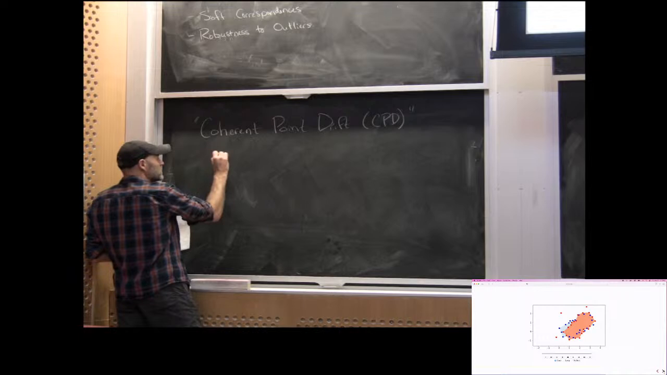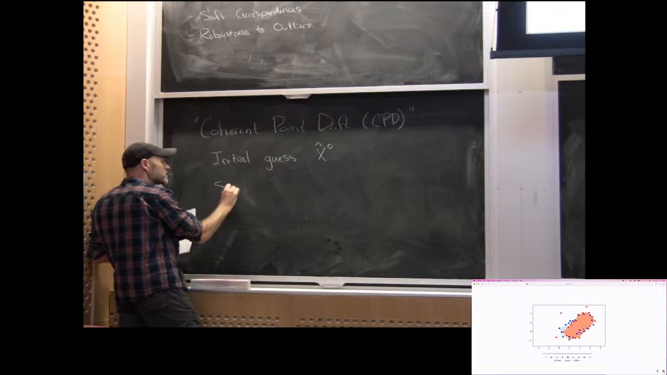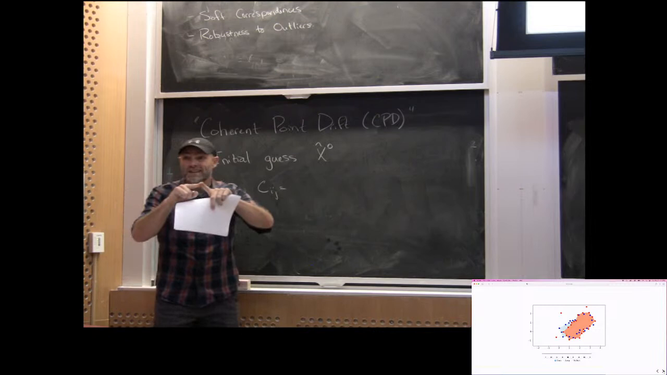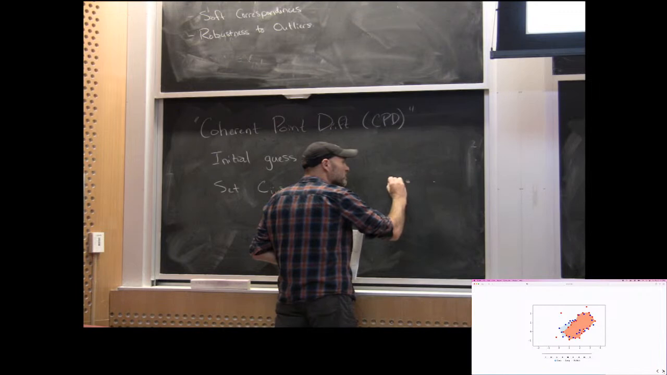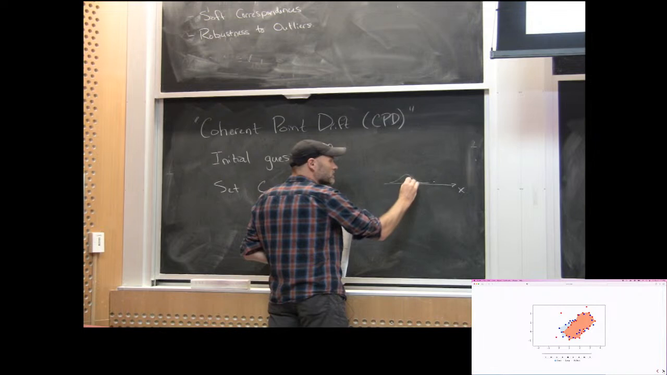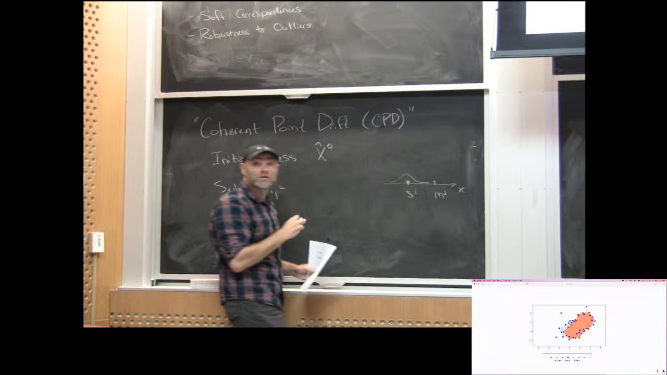I'm going to make an initial guess, X hat O, and then I'm going to set C_ij to be basically a soft version of the distance, like a Gaussian kernel around the points. If I just have one dimension here, and this is my scene point and my model point is here, then I'm just going to score, in some Gaussian kernel, the distance from the points.